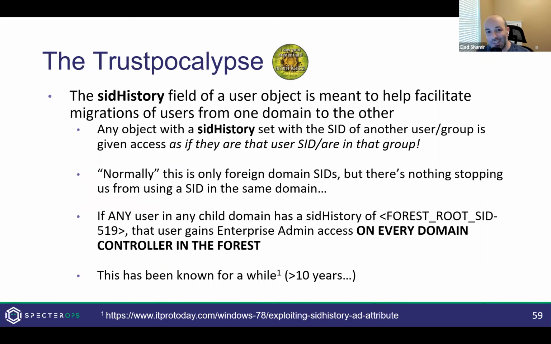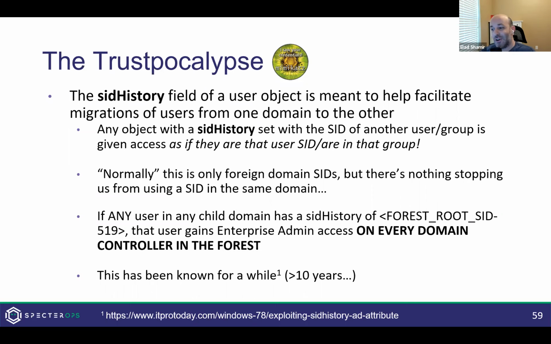Which brings us to the Trustpocalypse. The Trustpocalypse abuses a mechanism called SID history, which I mentioned earlier. SID history was introduced to allow the migration of accounts from one domain to another by adding the user's old SID to the SID history attribute of the user's account, because when users migrate to another domain, they get new SIDs.